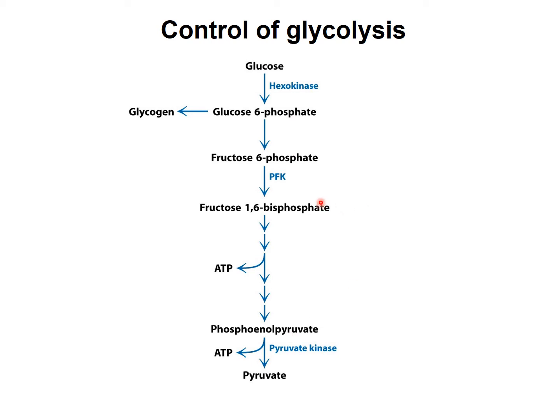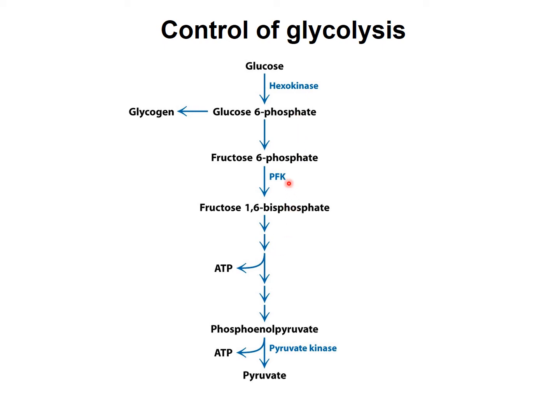So PFK, or phosphofructokinase, is the most important enzyme in the control of glycolysis because it is the rate limiting step. What it means to be a rate limiting step is that PFK has the slowest rate of reaction among all these enzymes. So when it is the slowest enzyme, it will determine the pace of the whole glycolytic pathway.